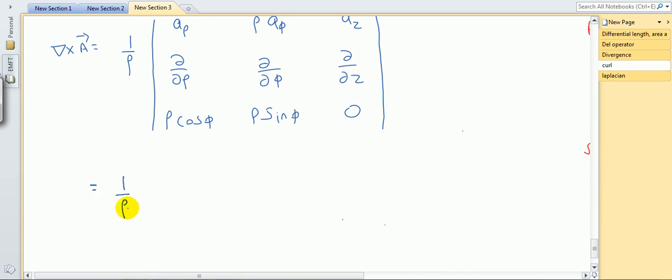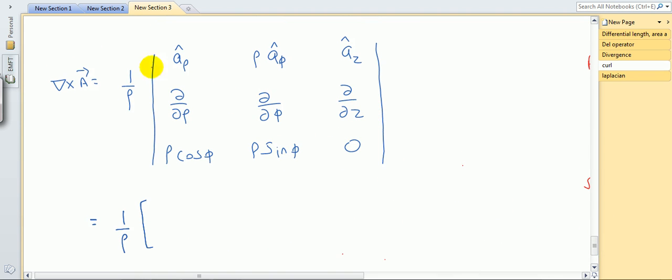So 1 by rho will be outside, and you can see that if I find the rho component, then I have to do del by del phi of 0, that will be 0, and minus del by del z of rho sin phi, so it will also be 0. Now I will find the phi component, so I have to do del by del rho of 0, so it will be 0, and minus del by del z of rho cos phi, so it will be 0. So there will be only the z component remaining, so the z component will be del by del rho of rho sin phi.